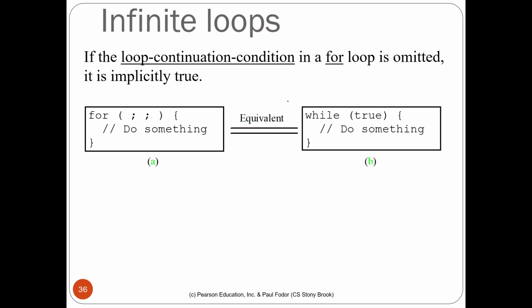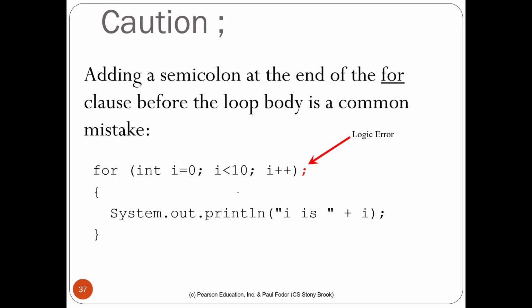So now let's see what will happen if by accident you put a semicolon here, right? The answer to that is it's not a compiler error, it's a logical error. If you add a semicolon at the end of the for clause, this will terminate right here, and this for loop will have no impact on the statement that is coming afterwards, right? So let's try that.